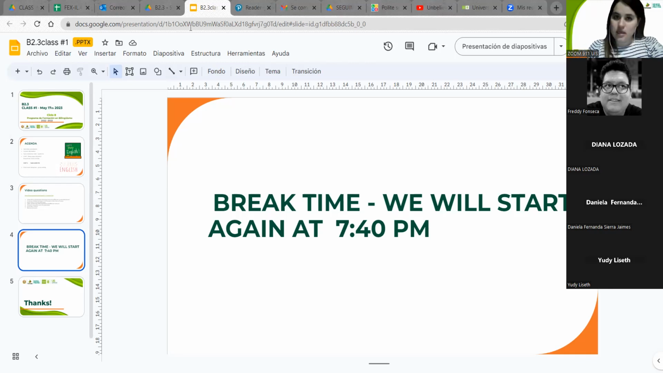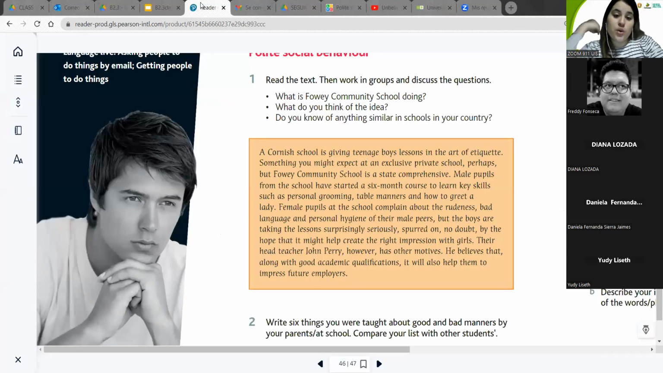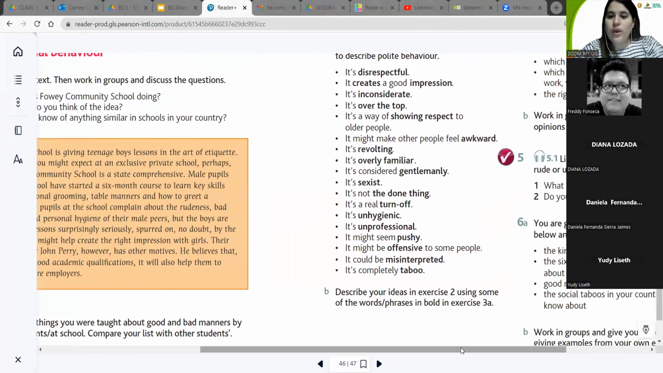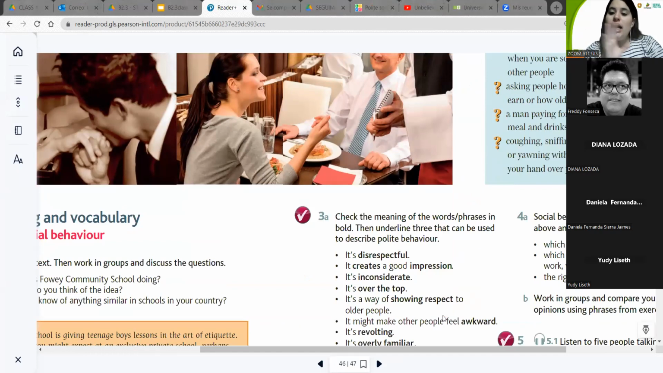Okay, guys. So we're back after our short break. So we are going to move on. We're going to continue here. And we are going to check the meaning of the words or phrases in bold. And then we are going to underline three that can be used to describe polite behavior.